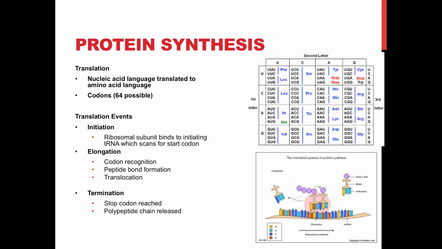So basically what this is saying is that one strand of mRNA can be moving through multiple ribosomes at one time. So one strand of mRNA can be producing several protein chains at once.